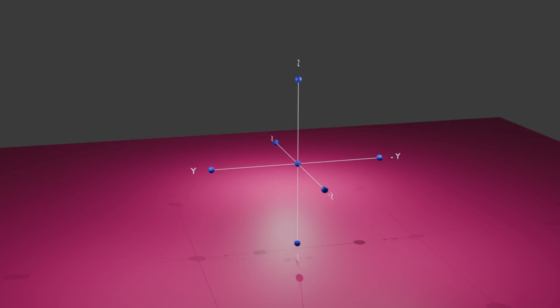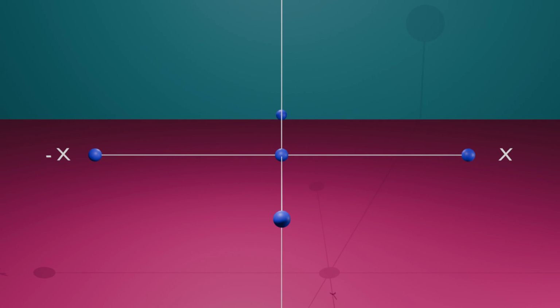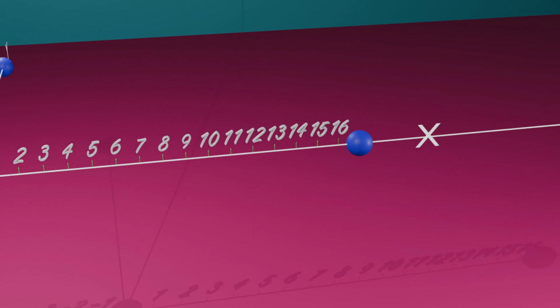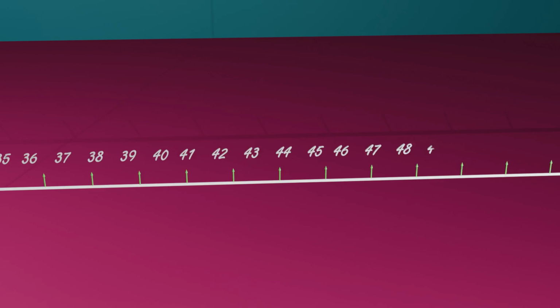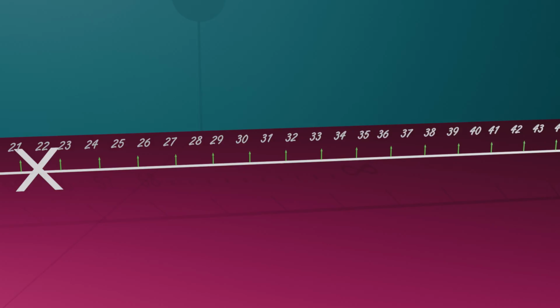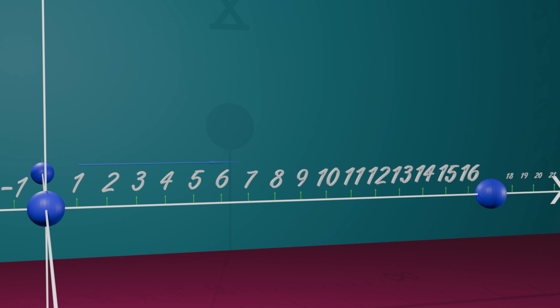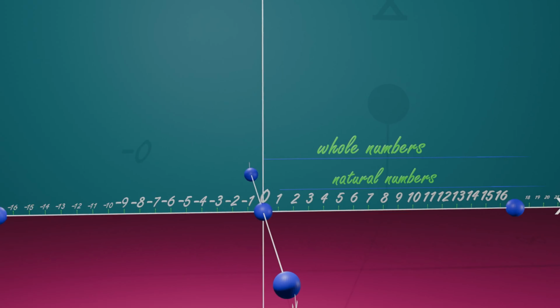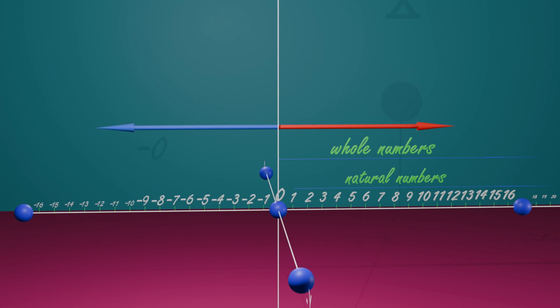Now let's take x-axis only so we can learn more. Numbers on this line extend up to infinity in both directions. We can place as many numbers on this line as we want because this line has no end. The group of numbers from 1 to infinity is called natural numbers. If we include 0 in the group of natural numbers, we get whole numbers. The group of positive and negative numbers is called integers.